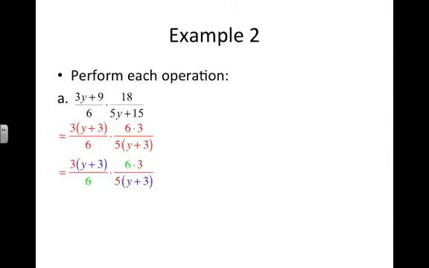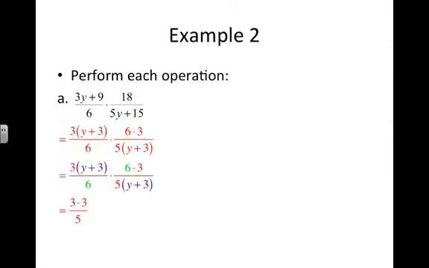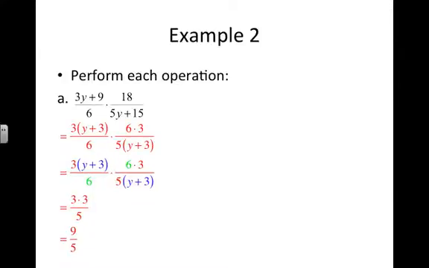Let's see what matches up. The y plus 3's match up. The 6 on the upper right and the 6 on the lower left match up, and so we can cancel everything that matches up. And so we've got 3 times 3 over 5. Now, somebody may be saying, well, that 3 and that 3 match up. Yeah, but they're both on top. Remember, you have to have a factor that matches on top and matches on bottom to be able to cancel. And so we've got 9 over 5.